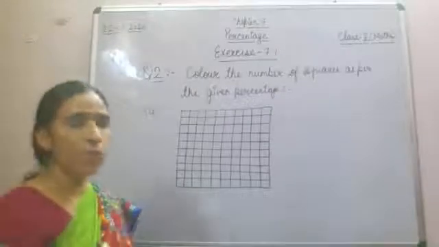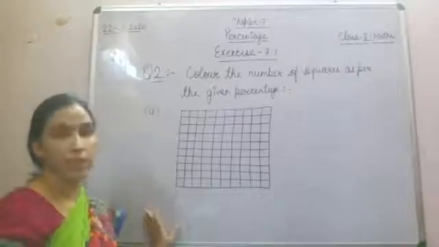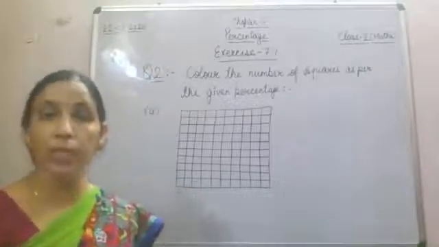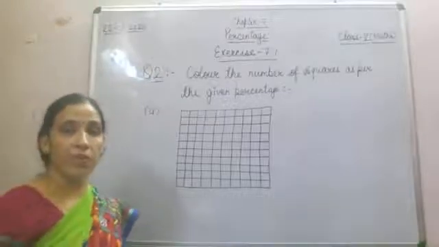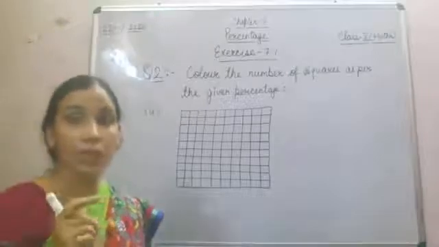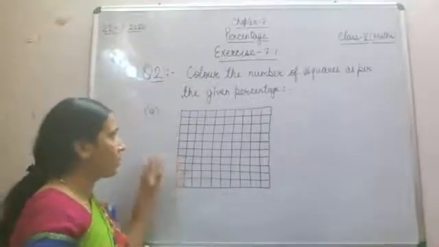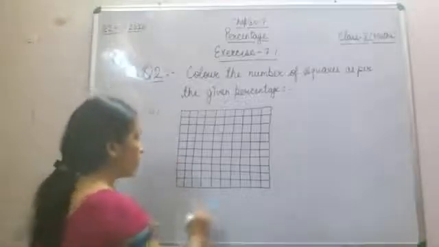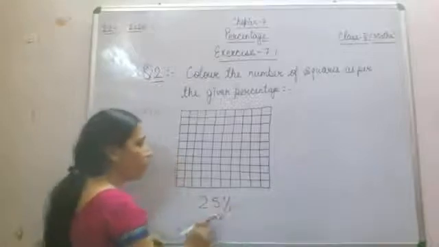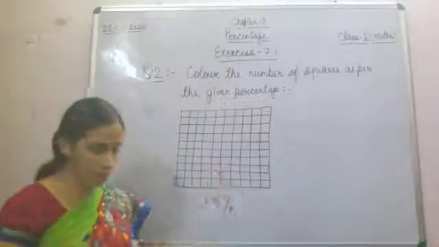So let's start our question number 2. Color the number of squares as per the given percentage. Now A, B and C, 3 parts are there in your book. Here we will discuss 1 or 2 parts and the rest you will do yourself, in your book itself. Fine, what is there? You have been given 25%. Now A part is 25%. It means you are supposed to represent 25% using this grid.